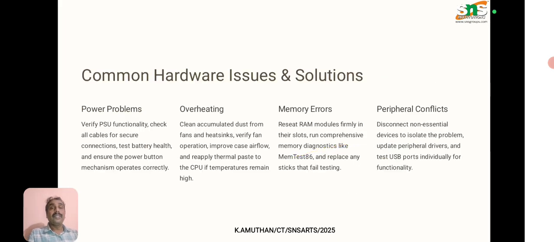Now to summarize the session: common hardware issues are power problems, overheating, memory errors, and peripheral conflicts. For power problems, check the PSU functionality and all the cables. For overheating, clear accumulated dust from the heat sinks and fans and verify fan operation. For memory errors, reseat the RAM. For peripheral conflicts, disconnect non-essential devices to isolate the problem. These are the common hardware solutions.